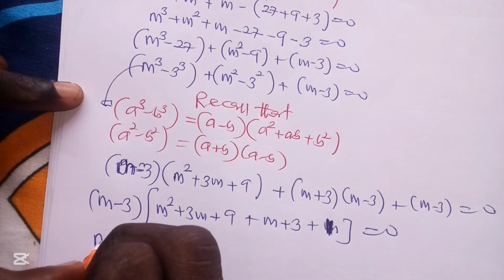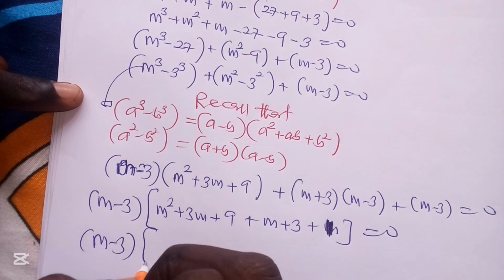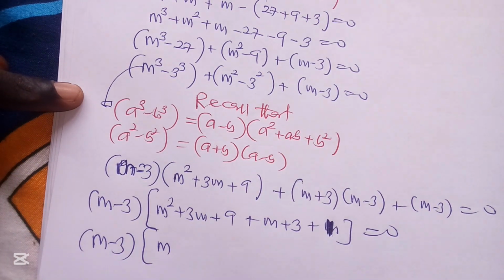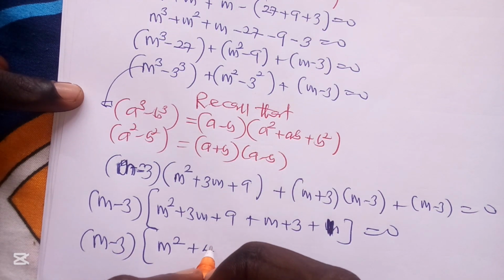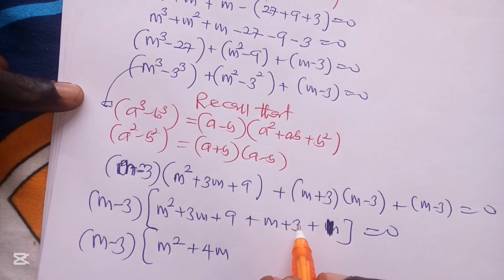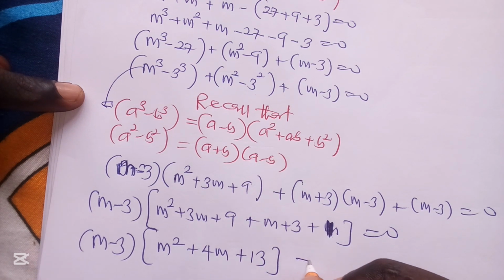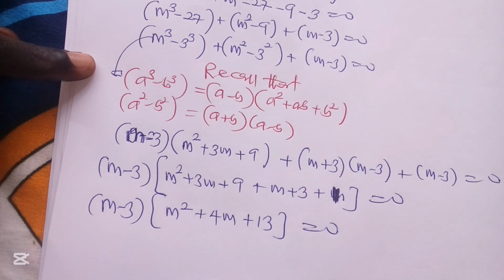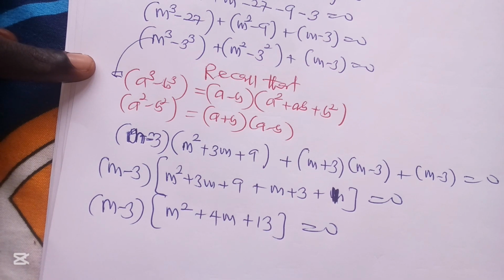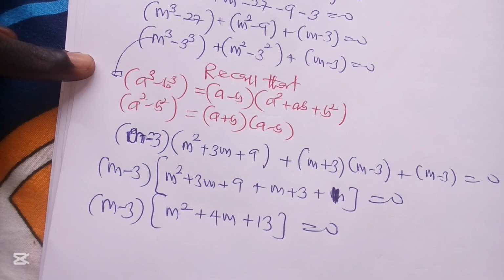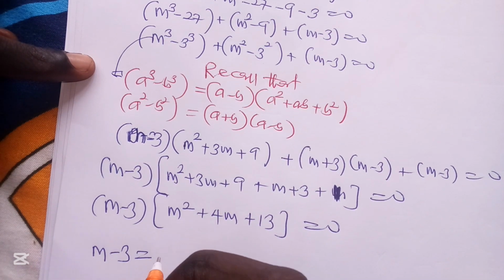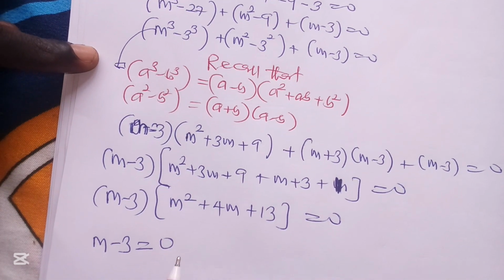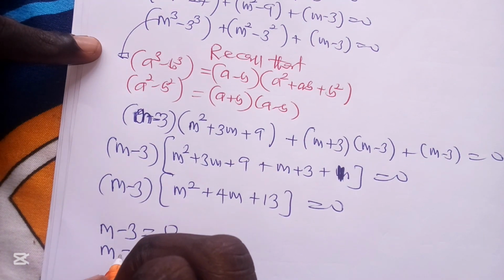Now we have m minus 3 into, let's simplify here, m squared. Now 3m plus m gives plus 4m. 9 plus 3 is 12, 12 plus 1 gives 13. Then everything becomes 0. Now we can say the value of m minus 3 becomes 0. So therefore the value of m here becomes 3.